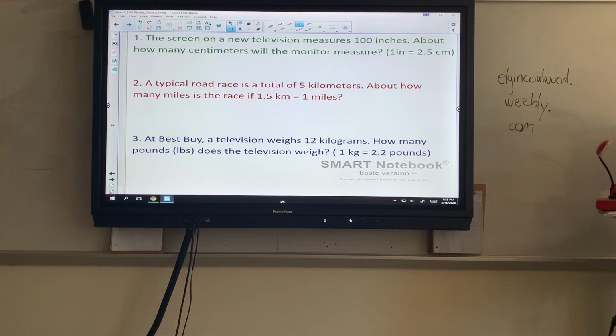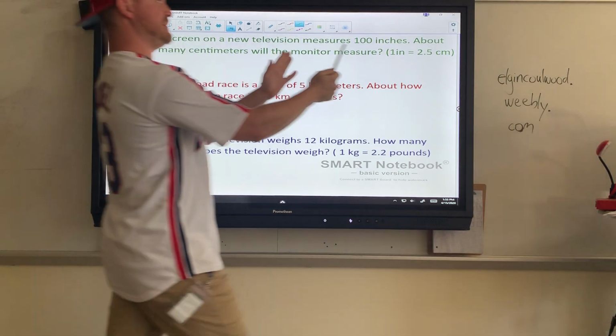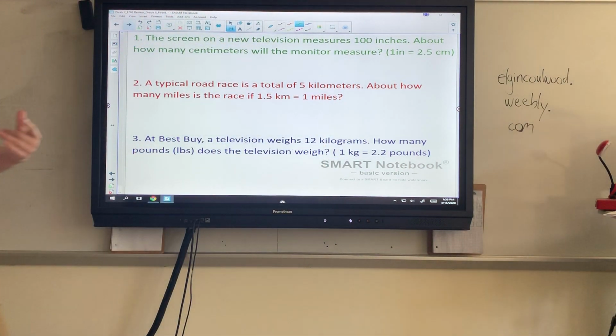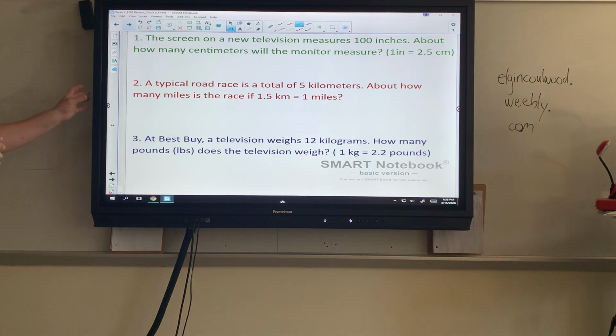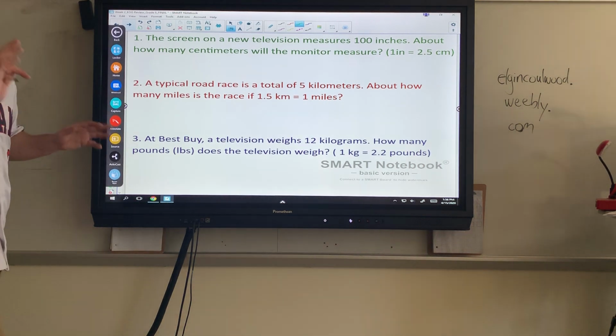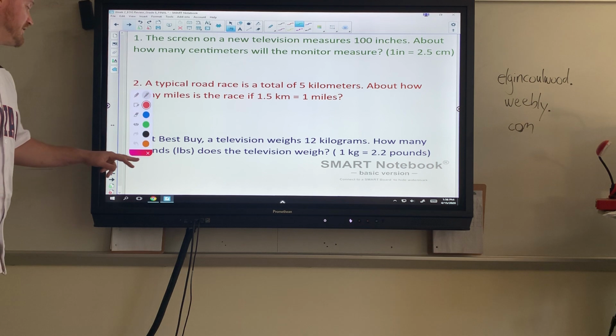All right, these are ratio problems that deal with units of measure. So the ticket is going to be at the end of the problem. If you think you can solve these on your own, go ahead and solve it, pause the video. If not, let's go over them together.